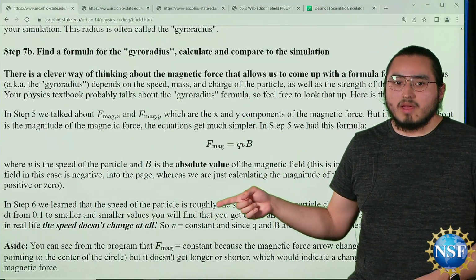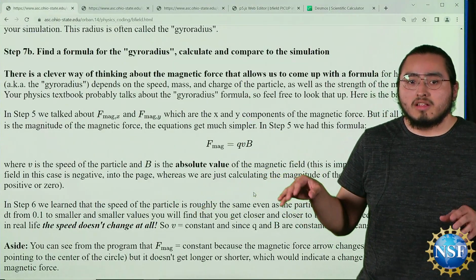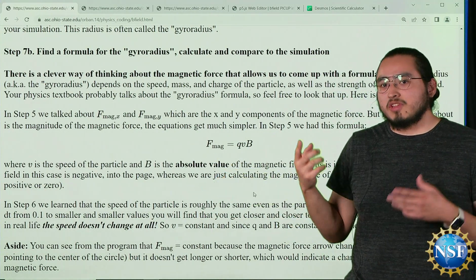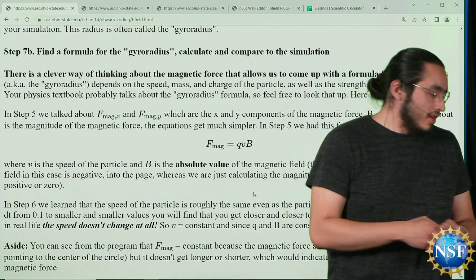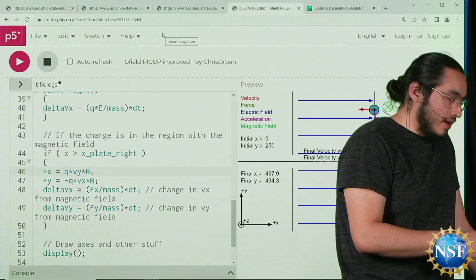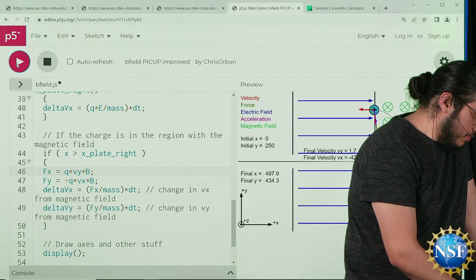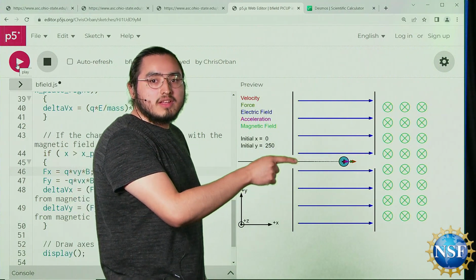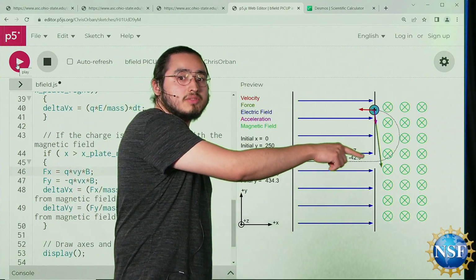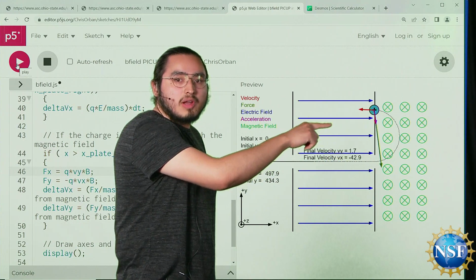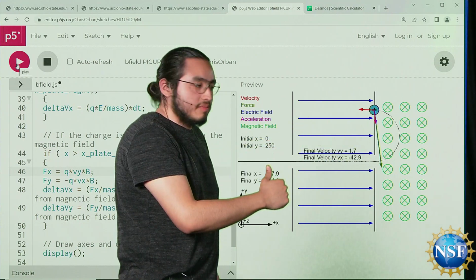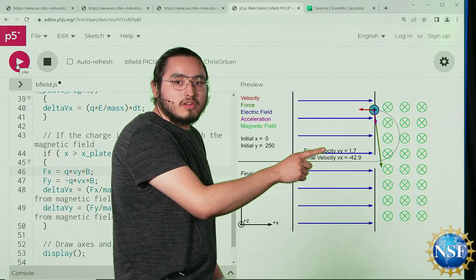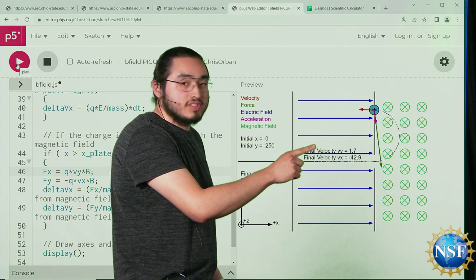And then another claim that we make is that the speed shouldn't be changing at all. And so while we're saying that, your simulation, or our simulation, says different. All right, so we go back into our program and let's just run it and see again what is going on. And so we have our positively charged particle come in, gets accelerated, has some velocity when it comes out, and then at the end, right before the program ends, it has a measured velocity in the x direction of 42.9 and a final velocity in the y direction of 1.7.